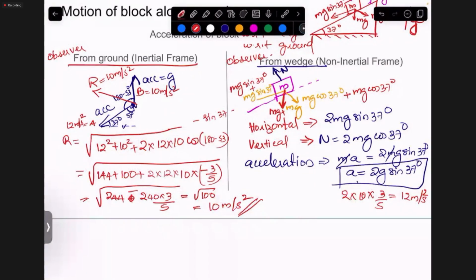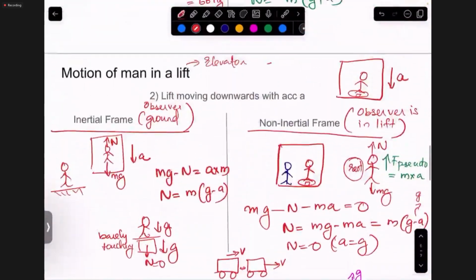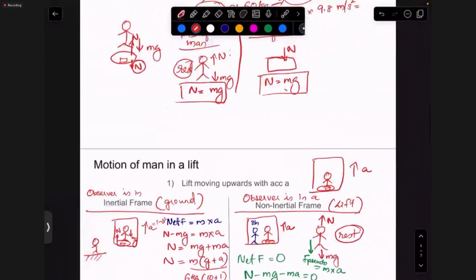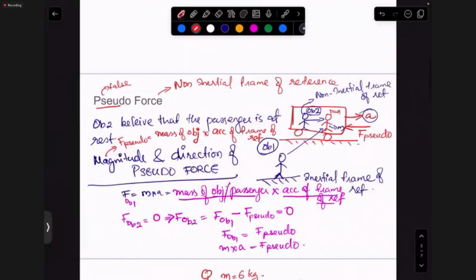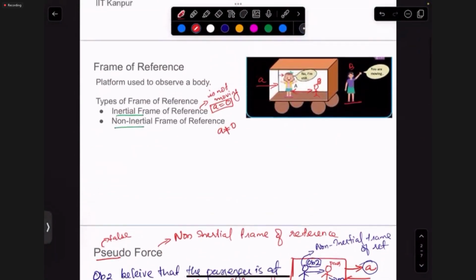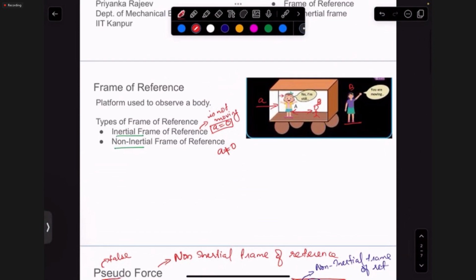Okay. So this is how we calculate the pseudo force or the acceleration of an object from an inertial and non-inertial frame. Okay. I hope this section was effective in understanding pseudo force and the types of frame of reference. So that's all for today's class.